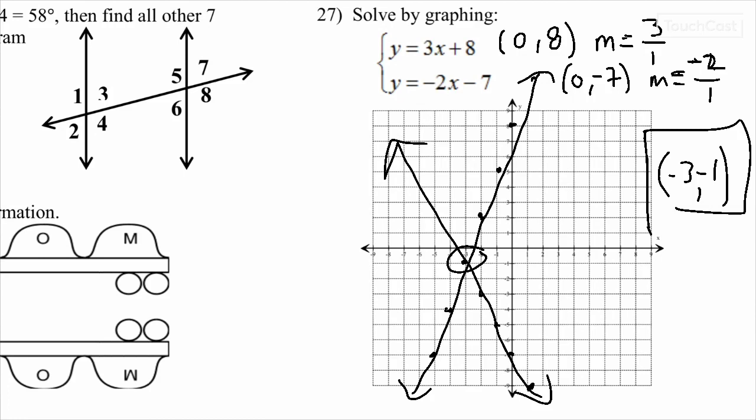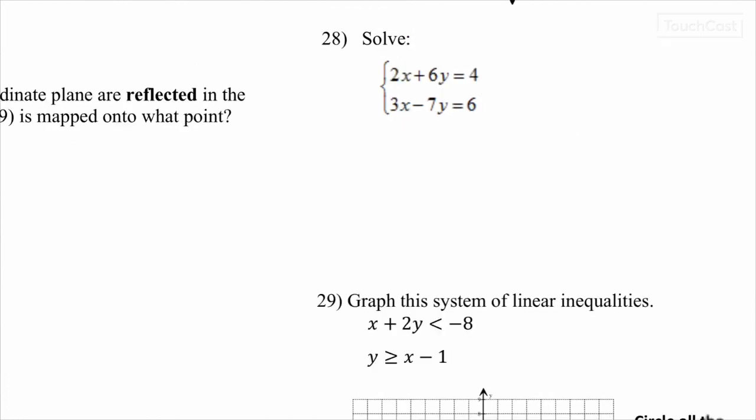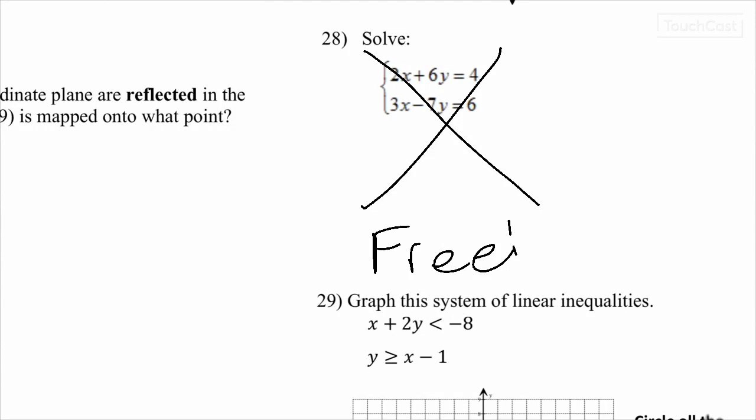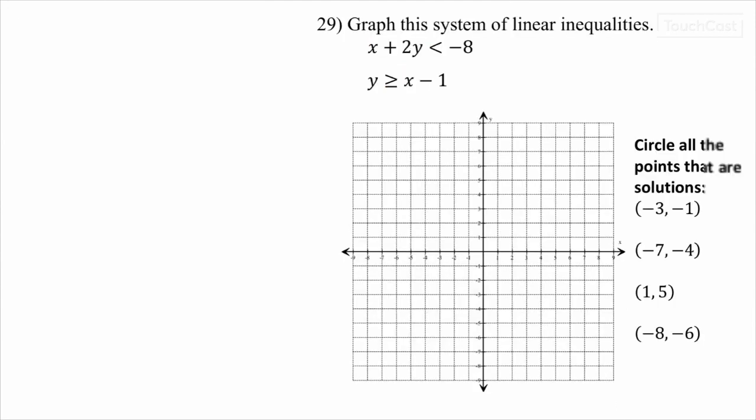Pretty cool. All right, so there's some things that we just didn't get to, and we didn't get to how we solve these. So this one's a freebie. When it's on the final, I know how to give you a freebie. So it's a freebie. All right, 29, graphing.